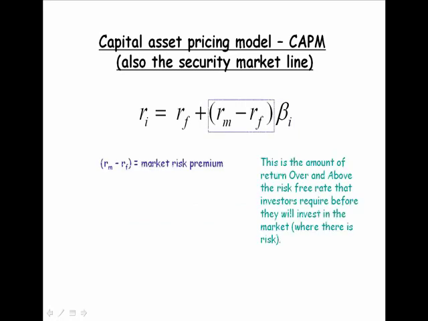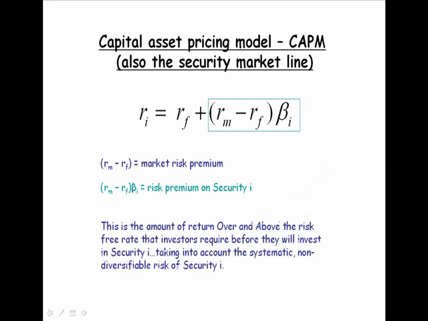So, our required rate of return is equal to the risk-free rate plus the return on the market minus the risk-free rate, times beta. Now, in parentheses, the return on the market minus the risk-free rate has a special name. It's called the market risk premium. As we can see, it's the amount over and above the risk-free rate that investors require before they will invest in the market.